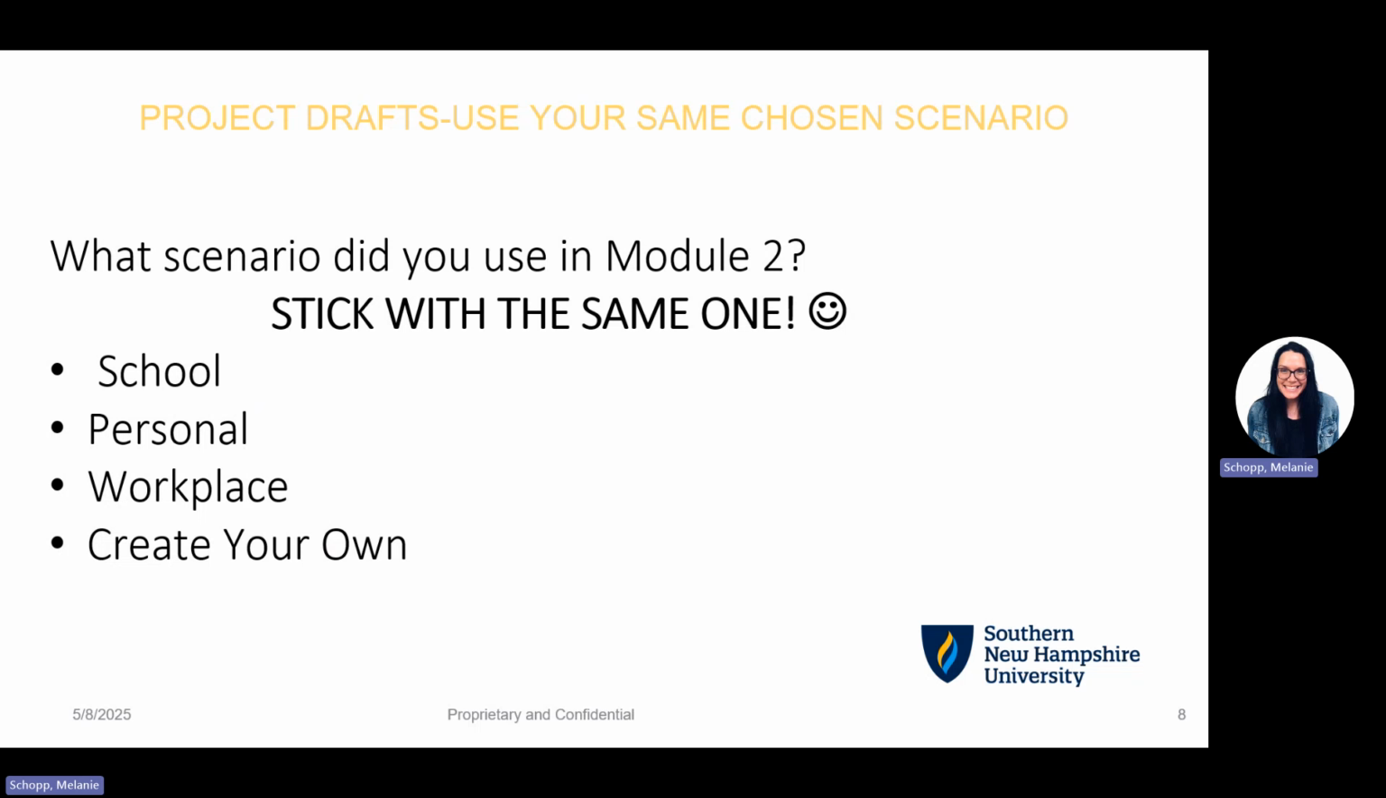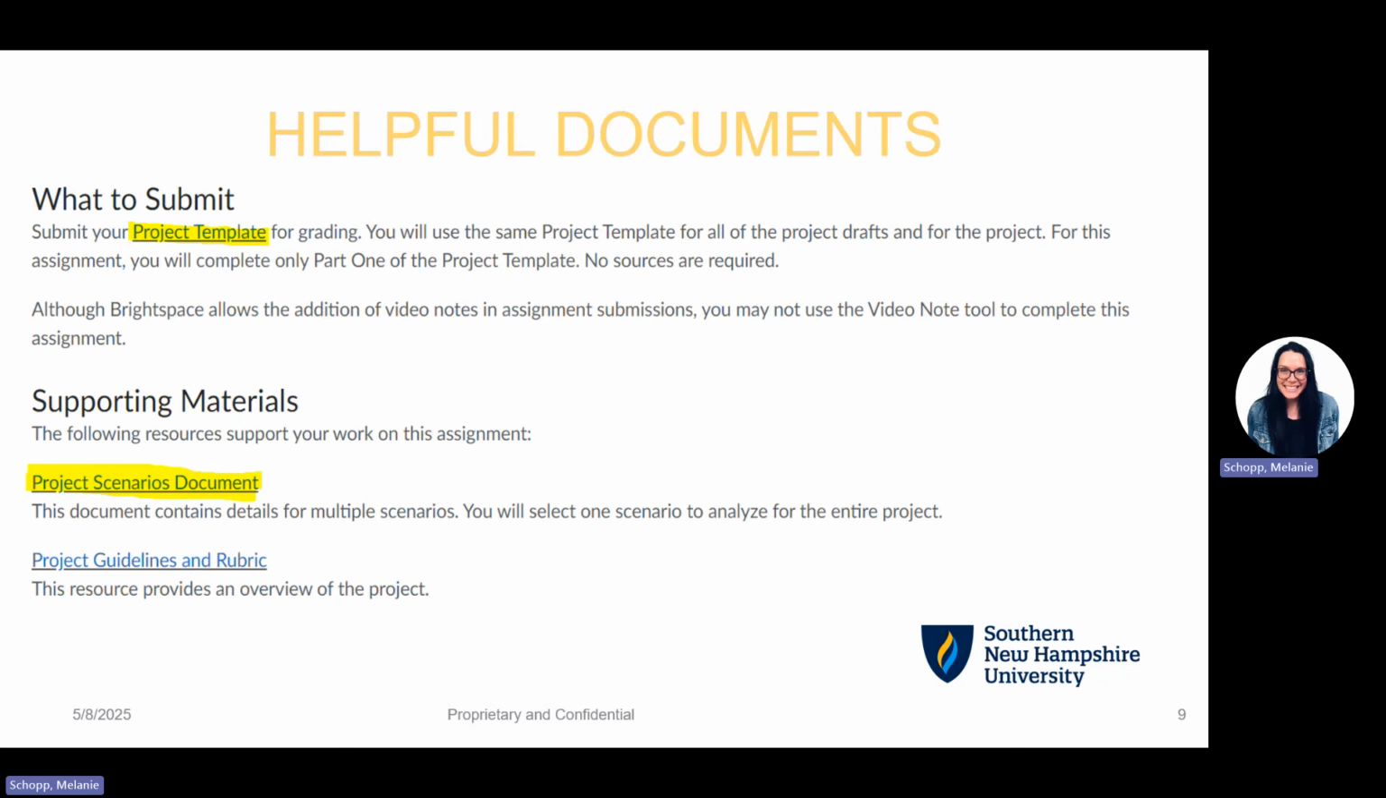Whatever you picked or created, you are sticking with that same one all term long as you work on the different project drafts, okay? So if you're not sure what you wrote if you created your own, go back and look at what you submitted for week 2. But remember, whatever scenario you picked, you want to use that scenario and then draw upon any personal or professional experiences to help you answer the questions. As always, you can find the project template underneath the assignment area in the what to submit. And if you need a refresher on what those scenarios were, click on the project scenarios document, okay?